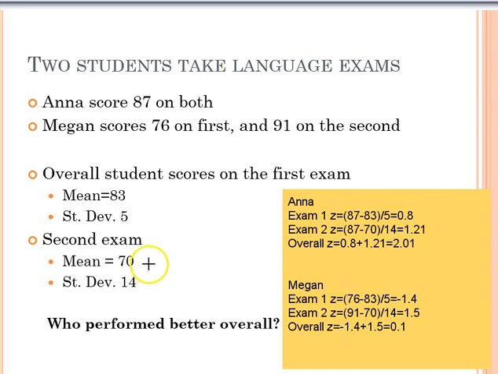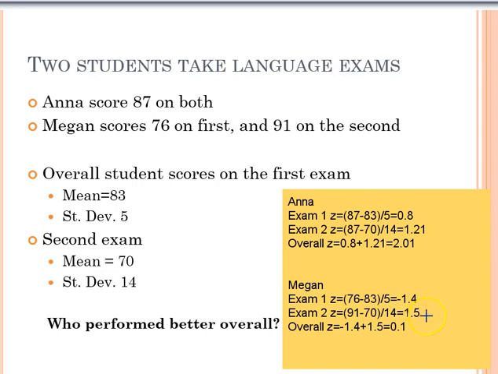When we calculate the z-scores for Megan, we'll see something slightly different. So on that first exam, Megan scored below average, and so her z-score should be negative. So we subtract the average for the first exam, which is 83, from her score of 76. We divide that difference by the standard deviation to get our z-score, and that gives us a negative z-score of negative 1.4. So on that first exam, Megan is below average by 1.4 standard deviations.